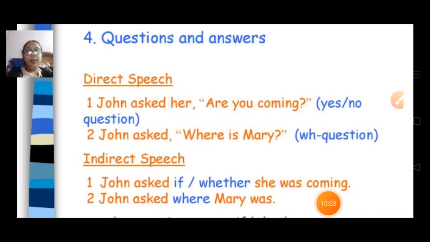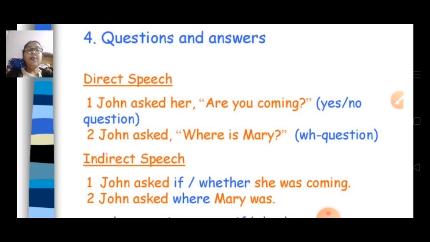Now let's see more examples. If the question is asked in yes or no answers, John asked her, are you coming? So this is a yes or no question. In another example, John asked, where is Mary? So this is a WH question, or you can say these are the question words. So in indirect speech we are supposed to write, John asked if or whether she was coming. John asked where Mary was.